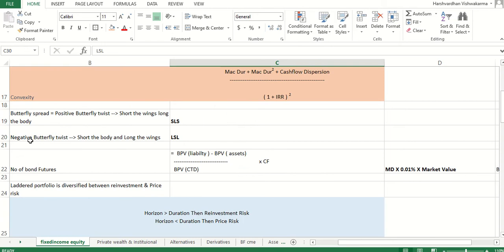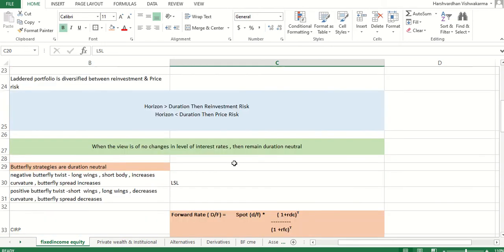Here only we read this. Negative butterfly twist LSL. Short the body, long the wings. Long wings, short body. Increases curvature, butterfly spread increases. The positive butterfly twist is obviously the opposite of that.